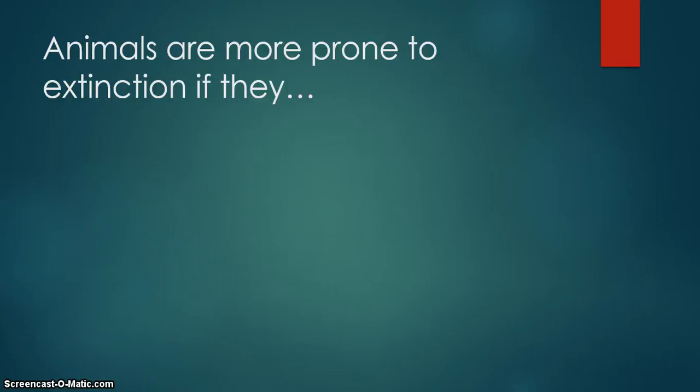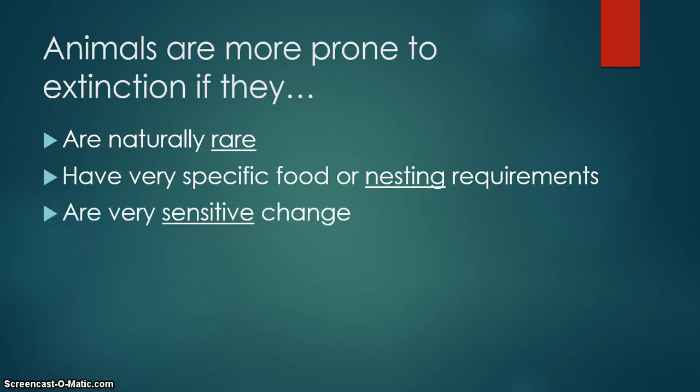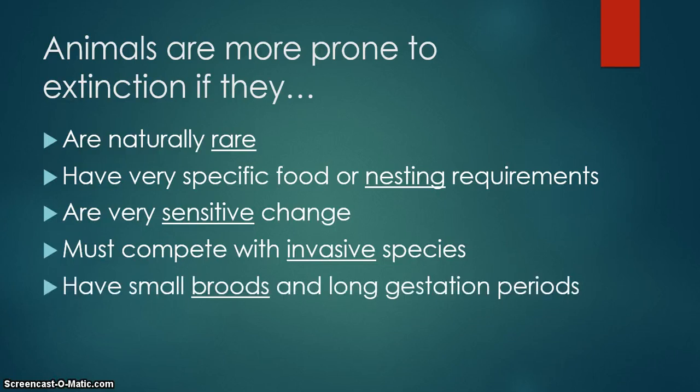Animals are more prone to extinction if they are naturally rare. Many of your top predators, like wolves, like cougars, are naturally rare. They have very specific food or nesting requirements, are very sensitive to change, must compete with invasive species, have small broods and long gestation periods. That means that there are not a lot of babies born.